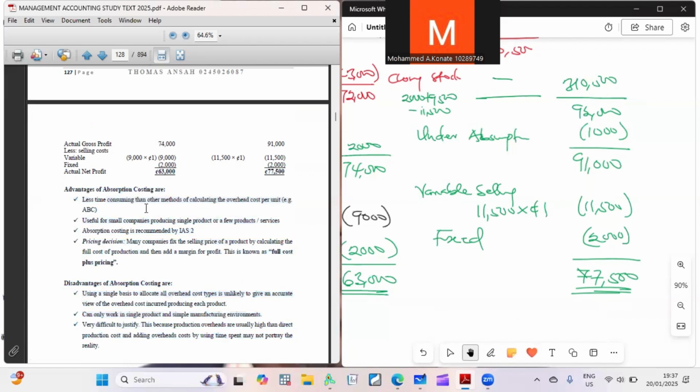Of course, I've said time and time again that absorption costing is in accordance with IAS 2. It is recommended by IAS 2. And we said that it uses the full cost. So many companies fix selling prices of a product by calculating the full cost, then they add their own profit margin to get the selling price. So it is useful for pricing decisions.